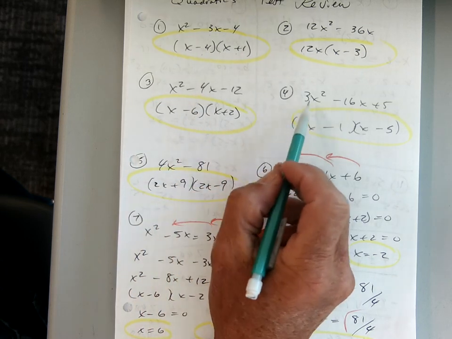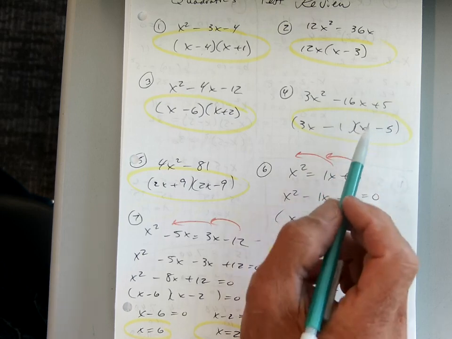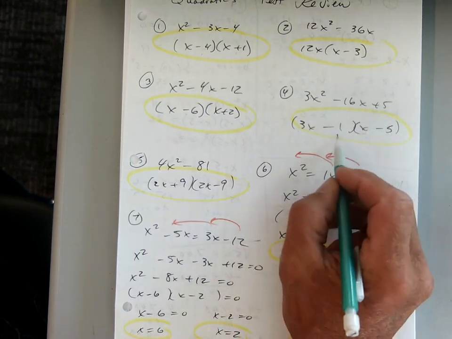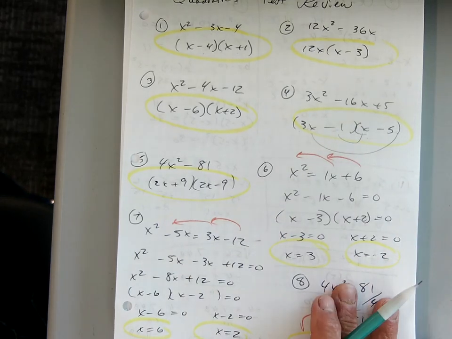Number four, with the 3x squared, I got to do 3x and x. Only way I can get 3x squared. Multiples of 5 are 5 and a 1. But if I do my double smiley, I'll get a negative 15, negative 1, which makes my negative 16.